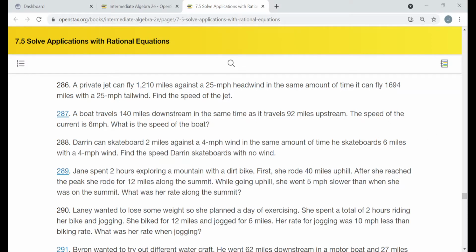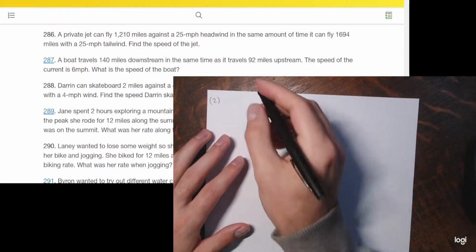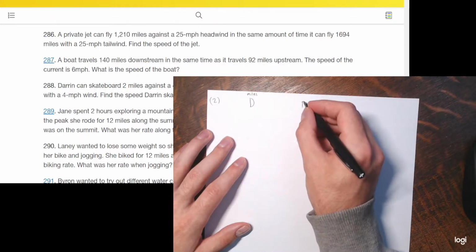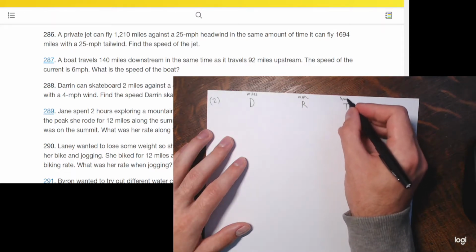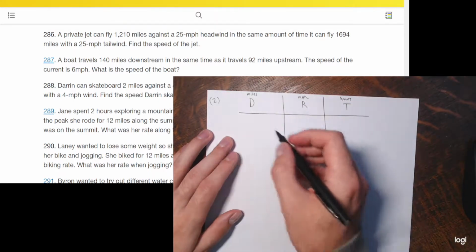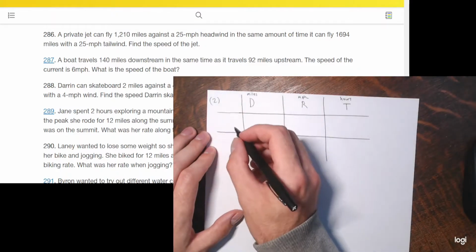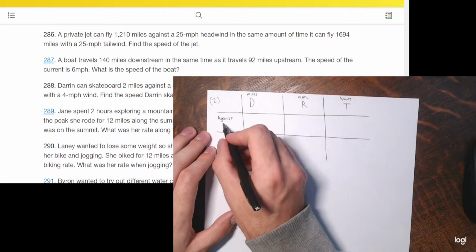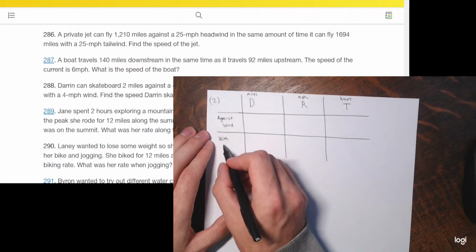All right, so once again, I'll keep the problem up here and you can see it, and I'll make another table. Distance, in miles, the rate in miles per hour, the time in hours, these 3 columns, and then I'm going to have 2 rows, 1 row for each trip. Once again, we have the trip that this jet takes against the wind, and the other trip is with the wind.